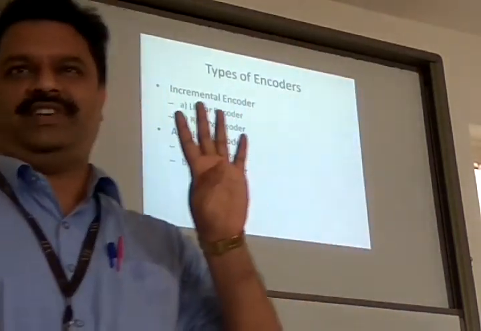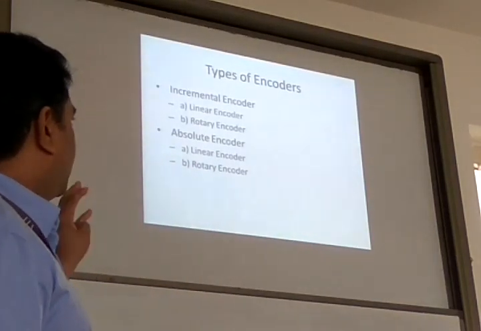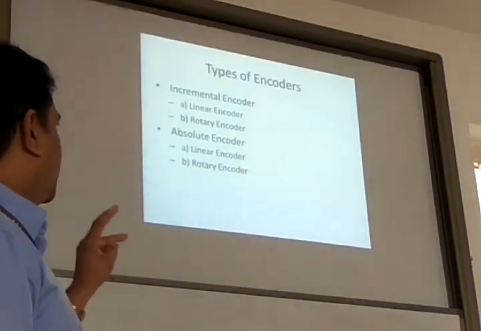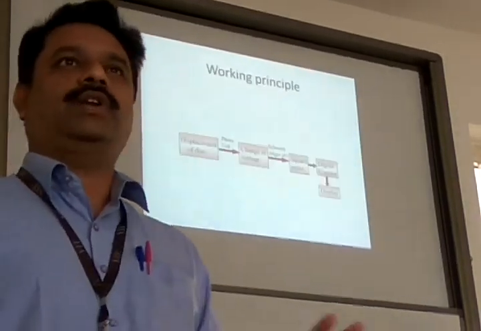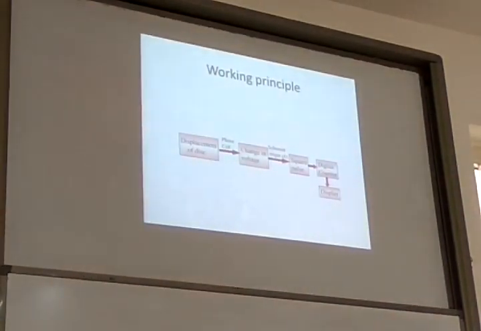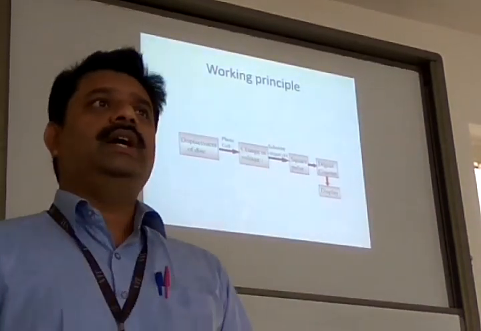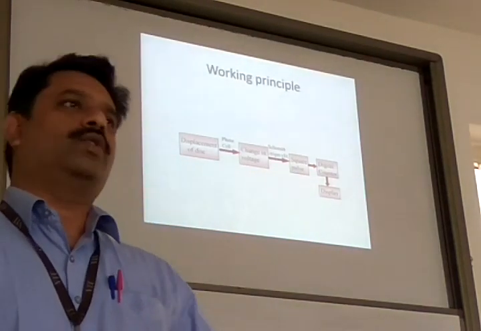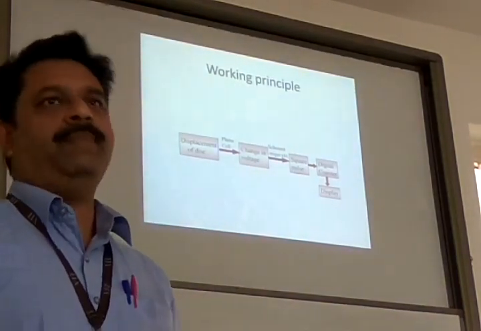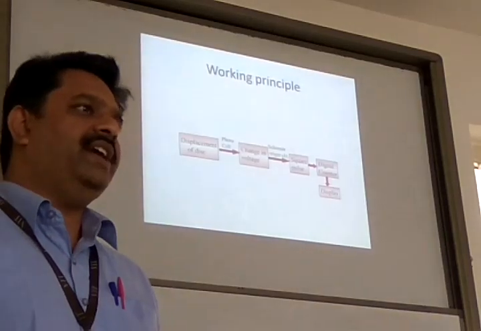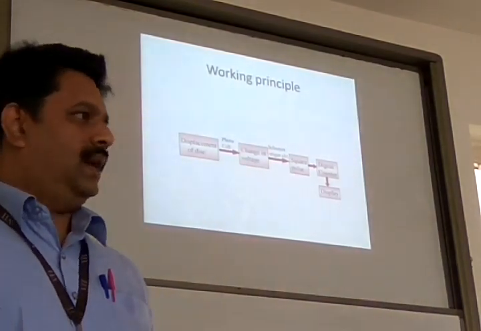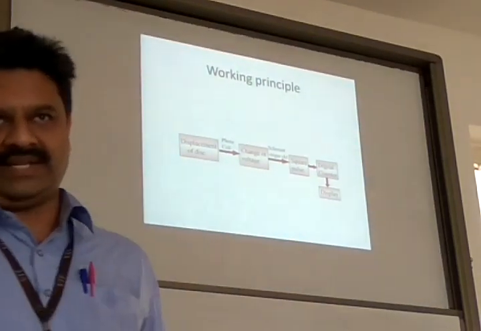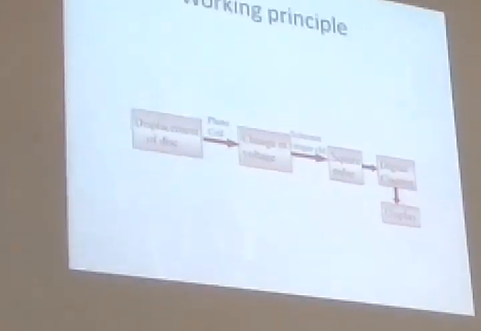Basically there are four types: incremental linear encoder, incremental rotary encoder, absolute linear encoder, and absolute rotary encoder. First, we will see the incremental linear encoder with a 3-bit resolution, and then we extend the idea towards the end of this class to the other types. So we will learn one in detail, and for the other three types we will extend the idea. That's the agenda of the day.